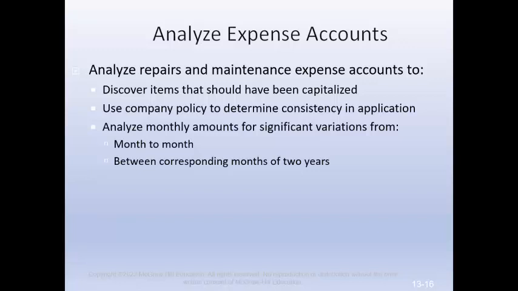One useful means of identifying capital expenditures that have been included in the repair and maintenance accounts is to obtain or prepare an analysis of the monthly amounts of expense with corresponding amounts listed for the preceding year. Any significant variations from month to month or between corresponding months of the 2 years should be fully investigated.